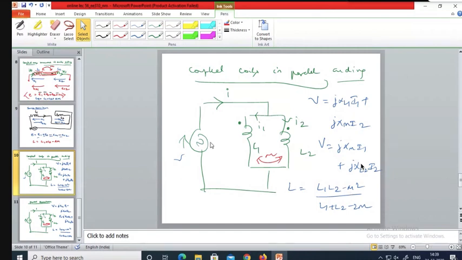So just try to concentrate on the EMFs induced directions and mutually induced EMF directions and the final value of the inductance, that is L equivalent. Okay.